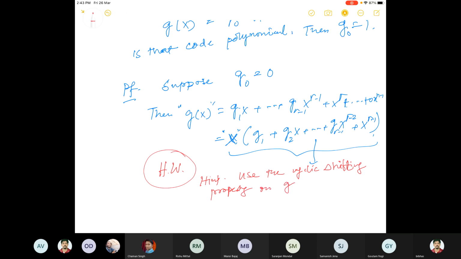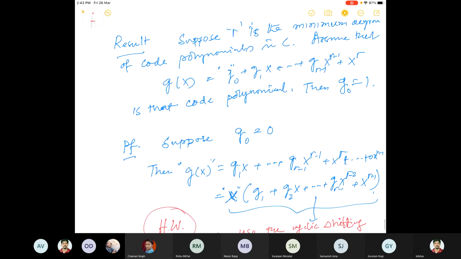Use the shifting property on g(x). So basically, if you want to reach a contradiction, what is the assumption? That this is a minimum degree r. So you must contradict that. That means if g naught equals 0, then you must be able to find a code polynomial whose degree is less than r.